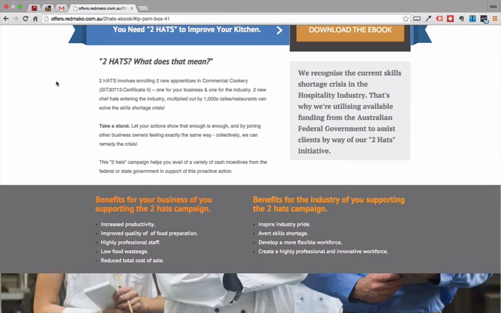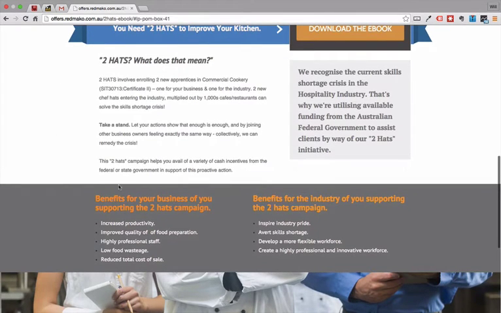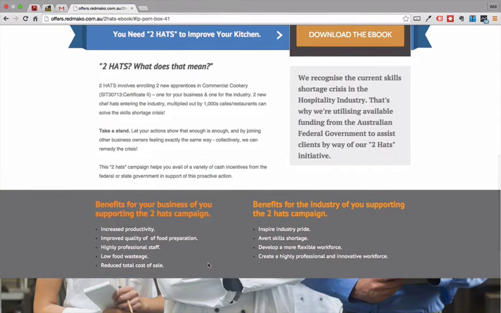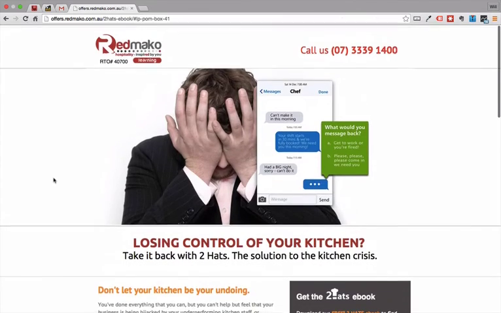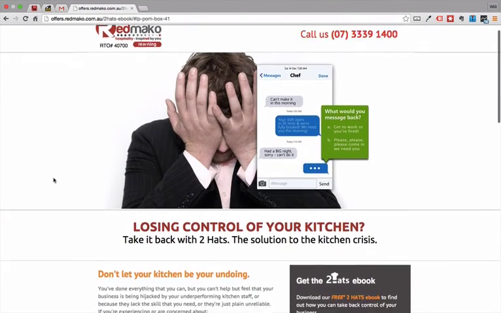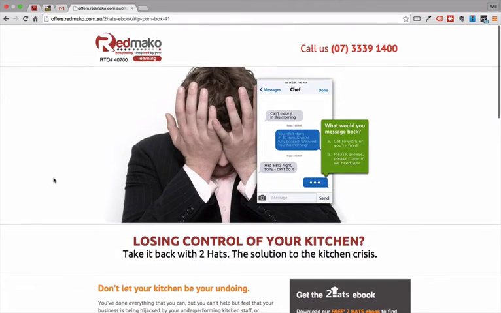Another point around this page is you get down to the bottom, and then eventually we talk about the benefits for your business of supporting the Two Hats campaign: increased productivity, improved quality of food, highly professional staff, low food wastage, reduced total cost of sale, and all that kind of jazz. And I think that's pretty important to the cafe or restaurant owner, and I think that should be much higher up the page. So how would we change this?